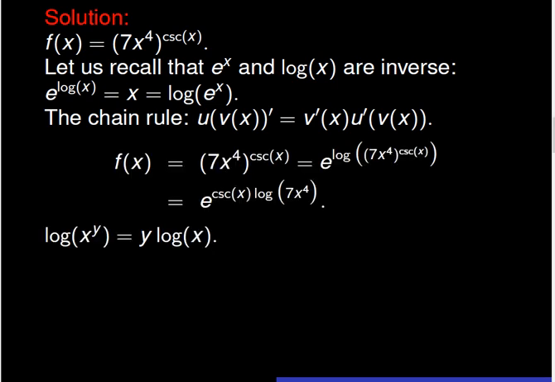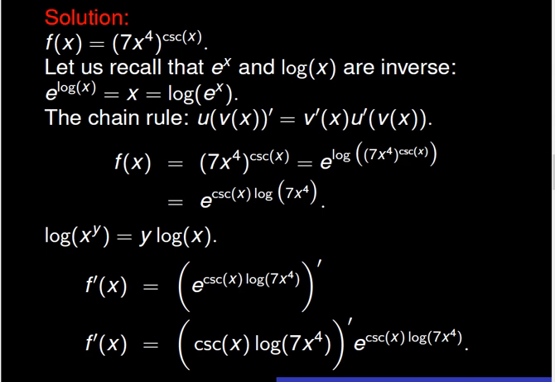In sum, we express f of x as exponential of logarithm of 7x^4 to the power cosecant of x. Using the properties of the exponential and the logarithm, f of x equals exponential of cosecant of x times logarithm of 7x^4. As a matter of fact, we are using the fact that the logarithm of x to the power y is equal to y times the logarithm of x.